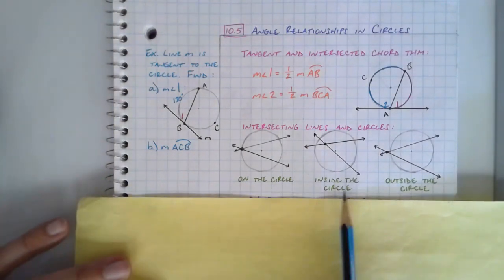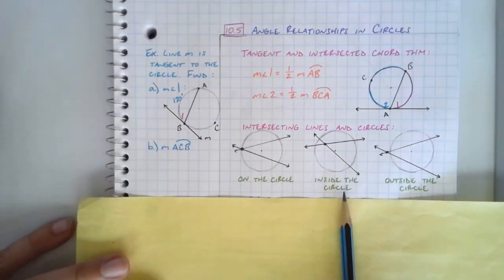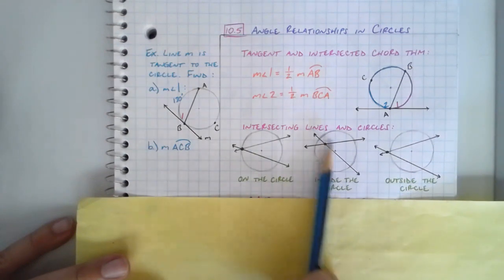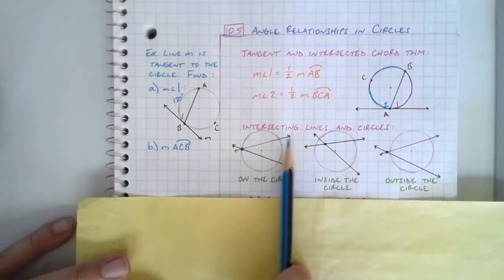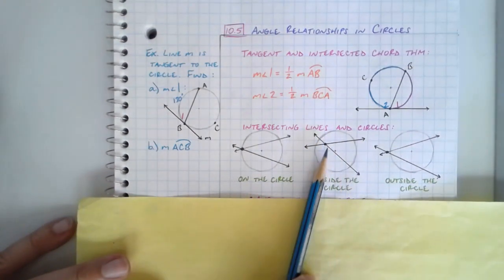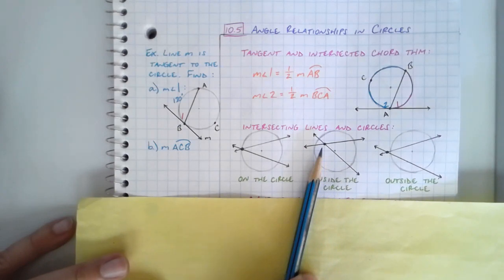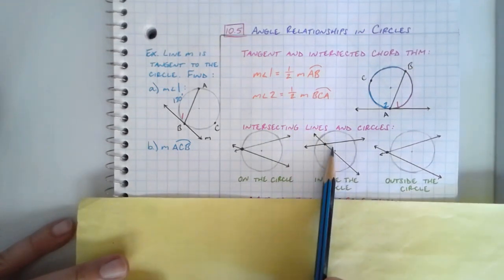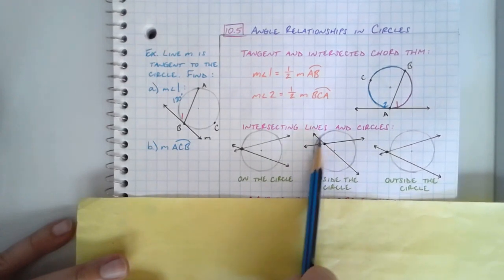Scenario 2, the angle is somewhere inside the circle, basically creating this X shape or T shape, however you want to think about it. Somewhere inside the circle is the intersection that makes an angle. Fundamentally, anytime I have two lines intersecting, I create four different angles, one at each of these parts of the X.